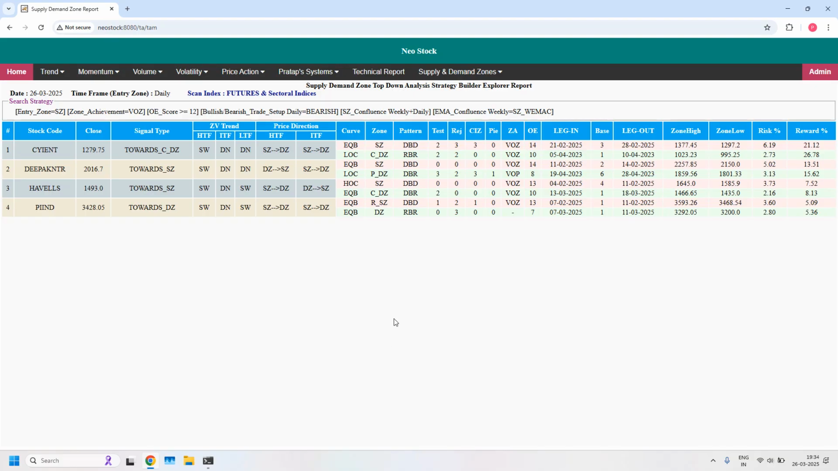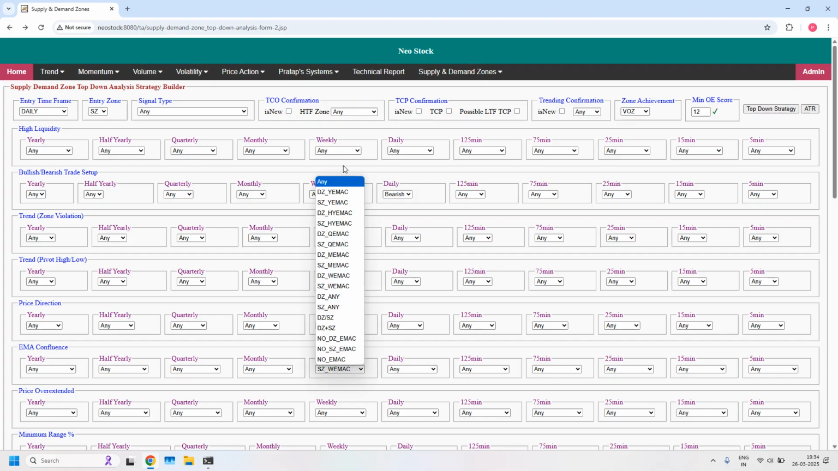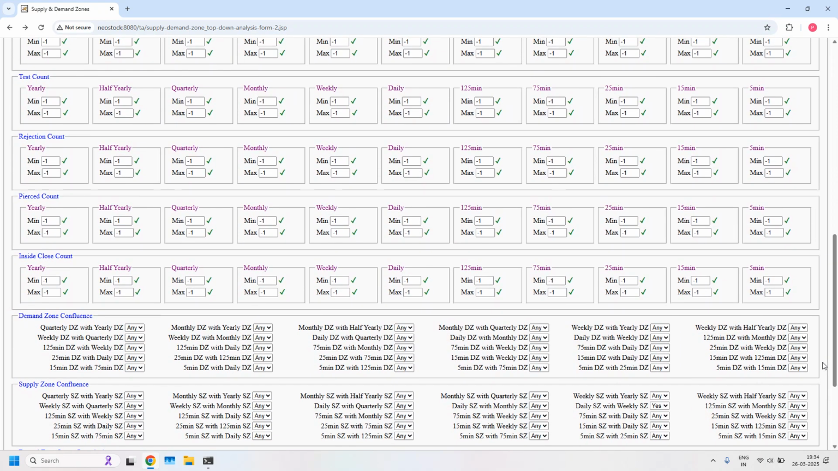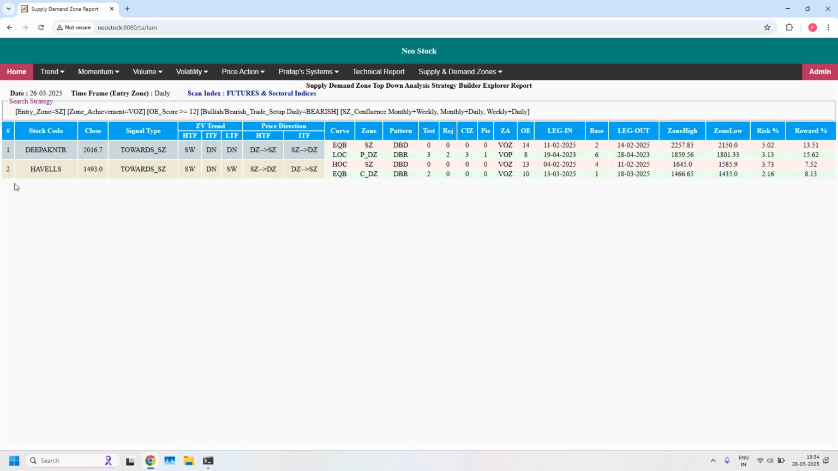Next, let us look into LTF, ITF, HTF supply zone confluence supported stocks. Removed EMA filter. In the supply zone confluence, we should set 3 filters. First filter is already enabled, daily with weekly. Next, daily with monthly supply zone confluence. Weekly with monthly supply zone confluence. With all the 3 filters, we got 2 stocks.